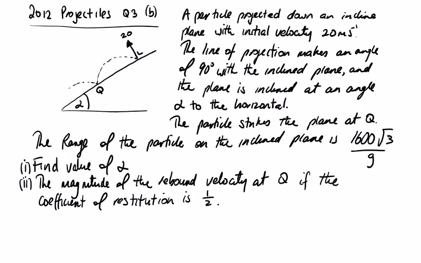Okay, let's set up our accelerations first. We know we're going to have a positive acceleration in the i direction going down the hill, and we have an alpha in here. So we're going to have a minus g cos alpha for j or y, and minus g sine alpha for i. I'll stick to the i's and the j's, but you could use x and y's. So let's start with the time it takes to get to Q.